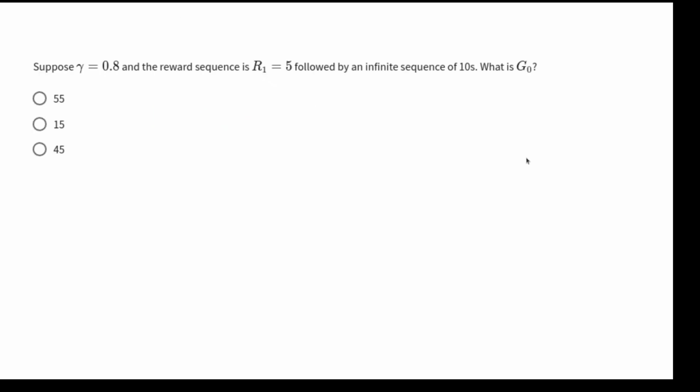Another question: gamma is a discount factor which is 0.8, and you have the reward sequence. R1 is 5, the first reward you are getting is 5, followed by an infinite sequence of 10s. What would be the G of 0, what would be the gain? I'll explain the question in a better way. Gamma discount factor is 0.8. The immediate reward you are going to get is 5, and afterwards you are going to get 10 every time. They are asking what will be the gain, the G0.